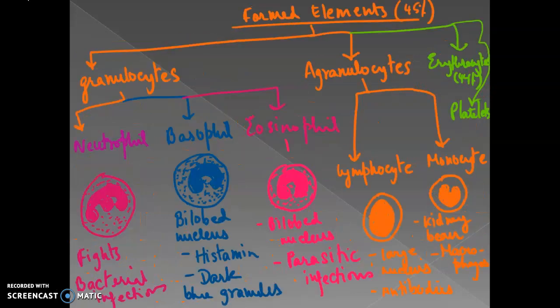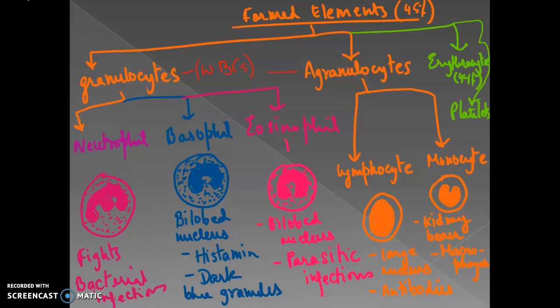Okay, so now zooming into the formed elements. The formed elements, as I mentioned before, are made up of erythrocytes or red blood cells, about 44%, and then platelets and white blood cells make up about 1% of the formed elements. Now, if we look at the white blood cells, they are grouped into two main categories. We have granulocytes and agranulocytes. I should draw it out here. So the granulocytes and agranulocytes together make up the white blood cells.